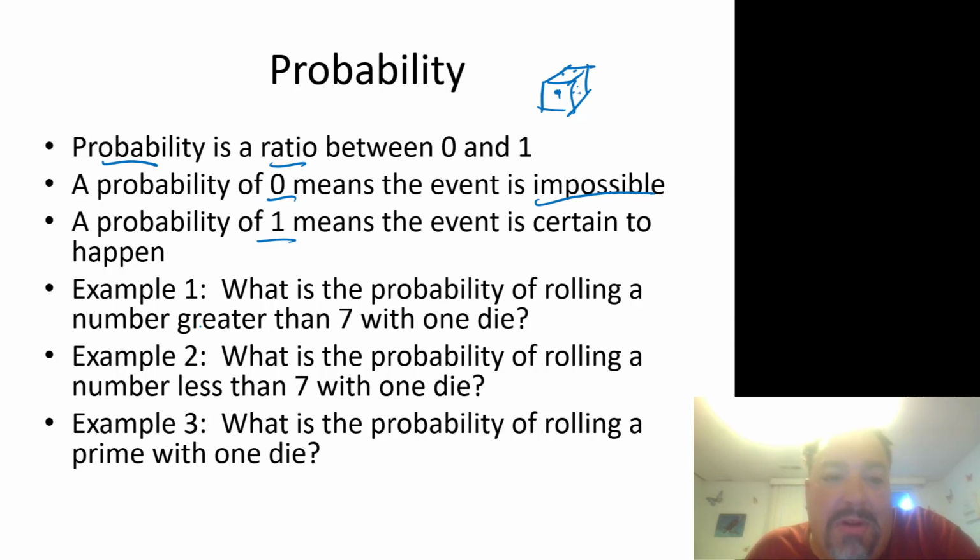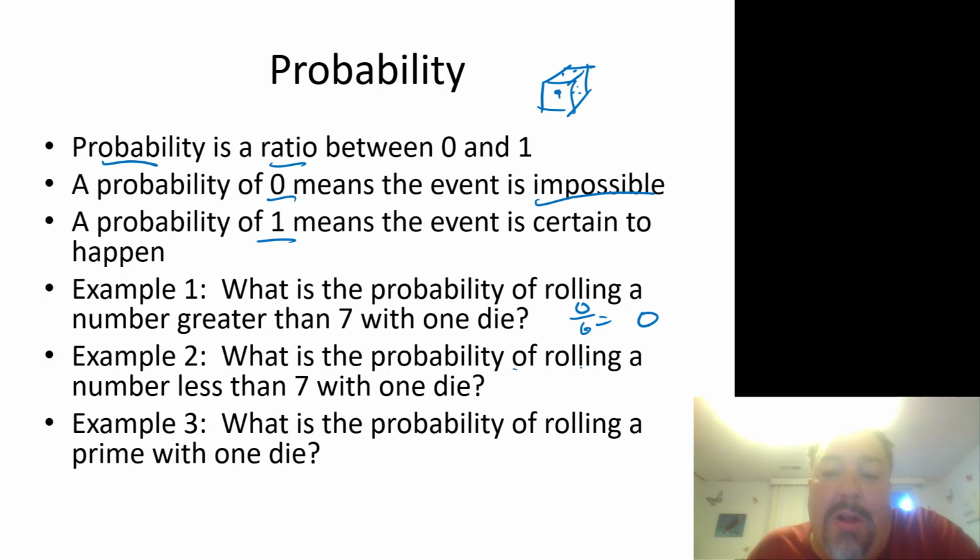So what's the probability of rolling a number greater than 7 with one dice? Well, it can't happen. So there's 0 ways of doing it. There's only 6 possibilities. 0 divided by 6 gives you a 0. It's a probability of 0. It's never going to happen if you're just rolling one standard dice.